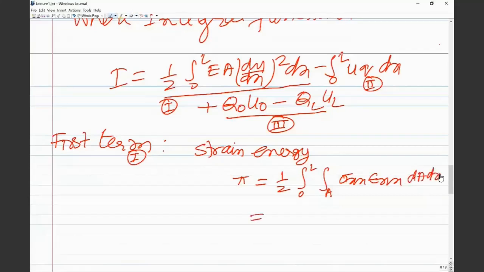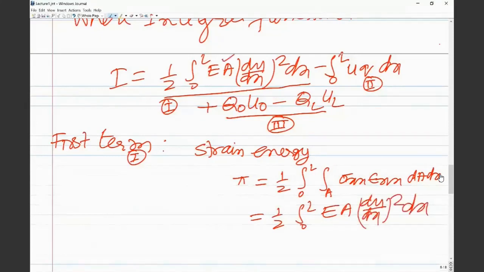Now epsilon xx is du by dx, sigma xx is E into du by dx, and when you integrate over the cross-sectional area, you get EA into du by dx whole square. So ultimately that is half of the integration from 0 to L of EA into (du by dx) whole square dx. The first term I have written is the total strain energy stored in the body, and we got this from the differential equation. We started with the differential equation and are coming to this expression for strain energy stored in the body.